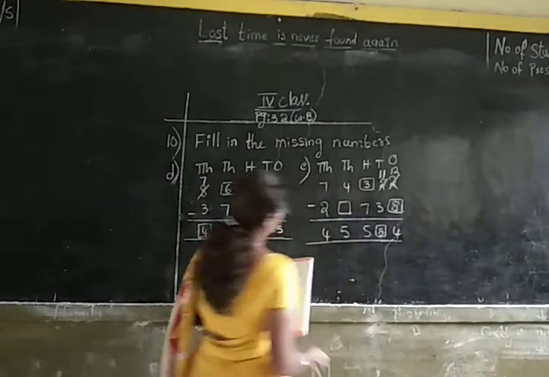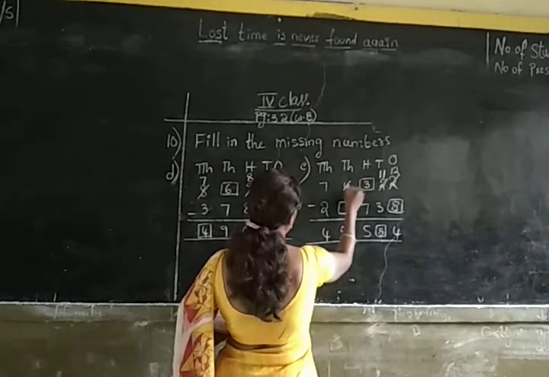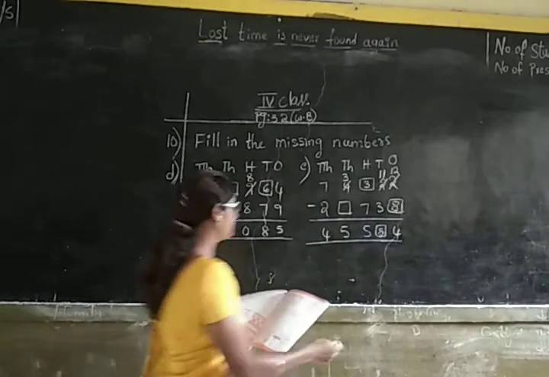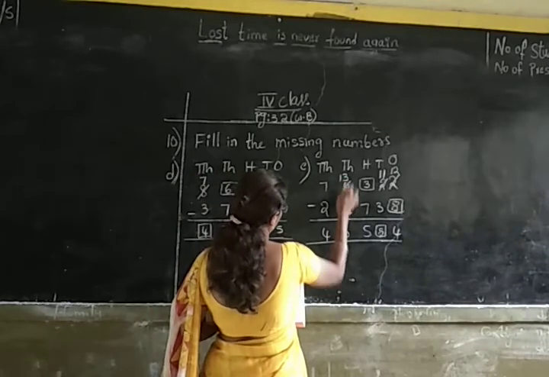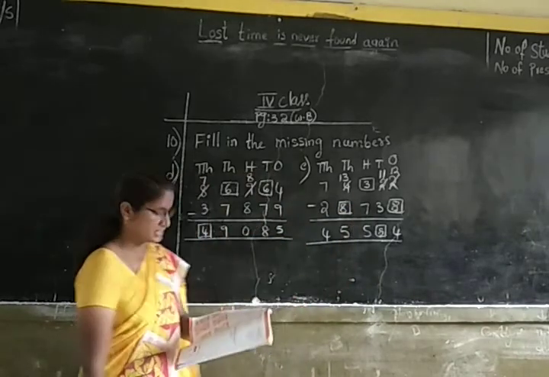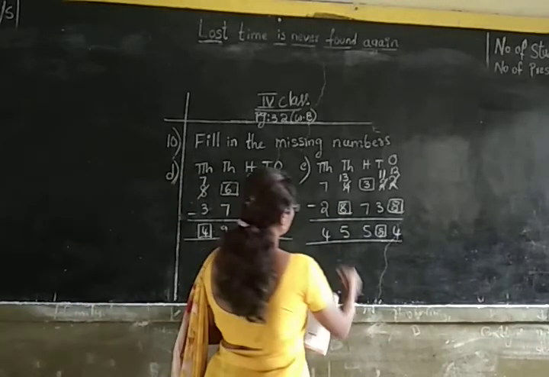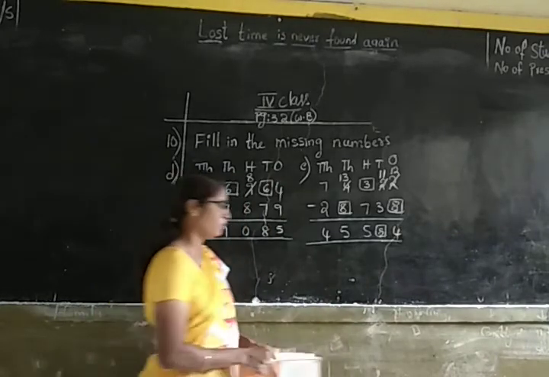Next here. This number has given away 1 borrow to this number and this will become 3. After borrowing, this number will become 13. So 13 minus 5 is how much? 13 minus 5 is 8. So this is the answer of the missing numbers. You do the F sum for homework.